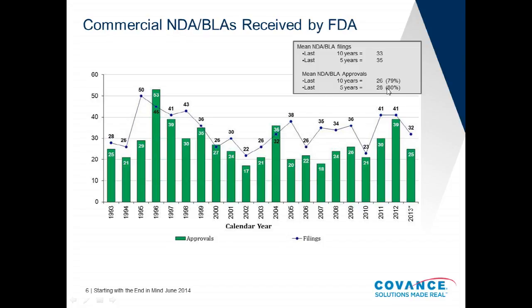And likewise, if you look at the number that were approved over the last 10 or the last 5 years, on average it's between 26 and 28, or an average of about 80% of the NDAs or BLAs that are filed with the FDA are actually approved each year. So this is a very small number in comparison to the number of INDs.